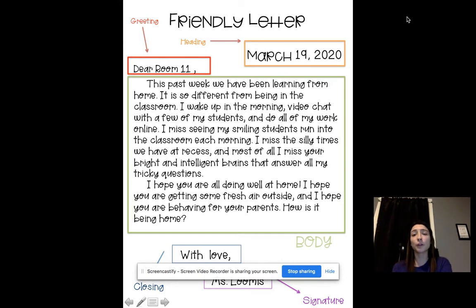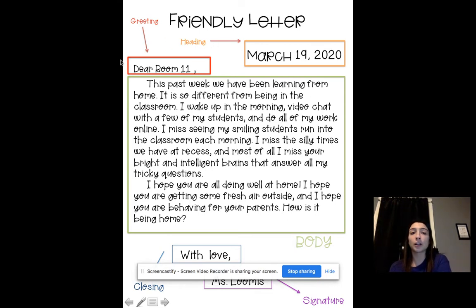So the very first part of our friendly letter is our heading. It goes at the top of the page, always on the right side. And our heading is our date. So it's the day that you wrote the friendly letter. So I wrote this letter to you guys on March 19th, 2020. So that is the heading.